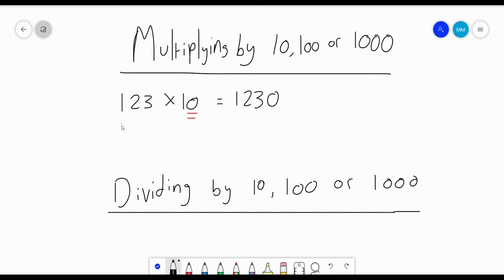If we had 123 times 100, the rules are the same. How many zeros are in 100? 2. So all you do is write equals 1, 2, 3, which is that number there, and bung on 2 zeros. 1, 2. Done. No prizes for guessing what it is when you times by 1,000.